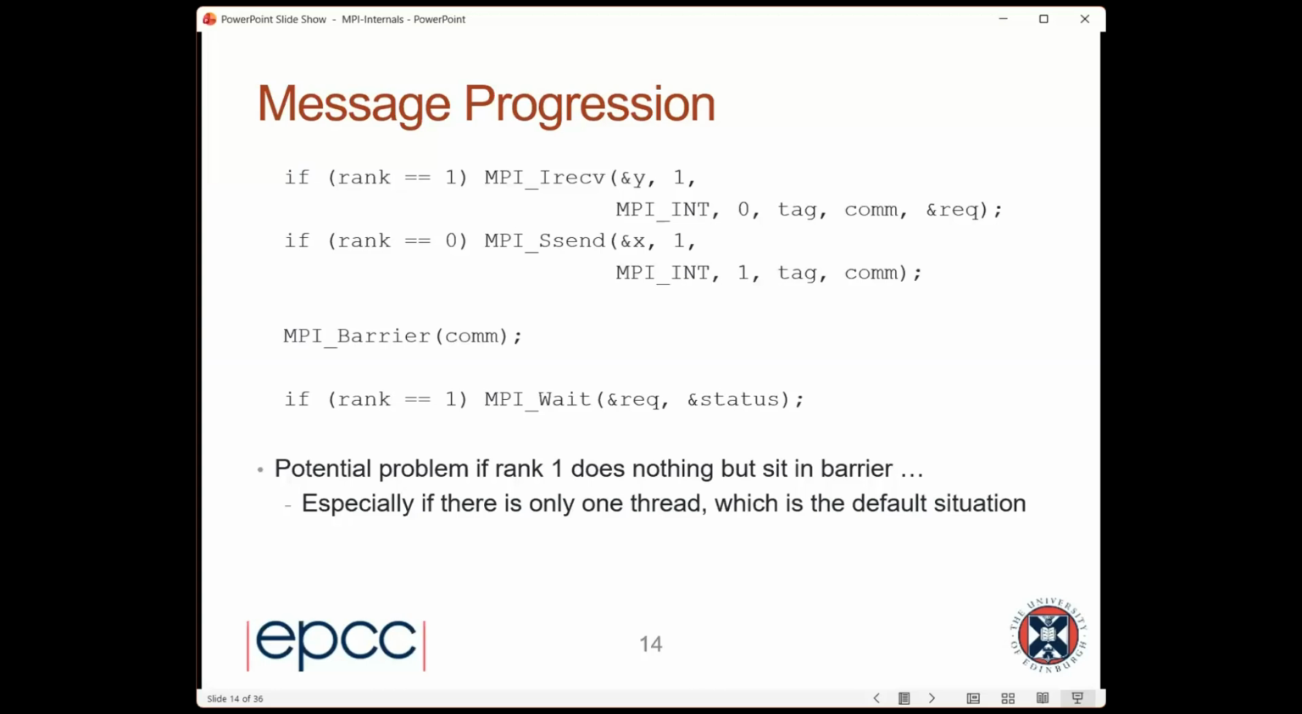What is actually happening is, when you call a barrier, rank 1 is not just sitting there waiting for everyone else to arrive. It is periodically checking if people are arriving, and while rank 0 has not arrived in the barrier, rank 1 is going away and checking, and eventually it will notice, oh, there's an incoming message from rank 0, a standard send. I will process that and match that with my receive.